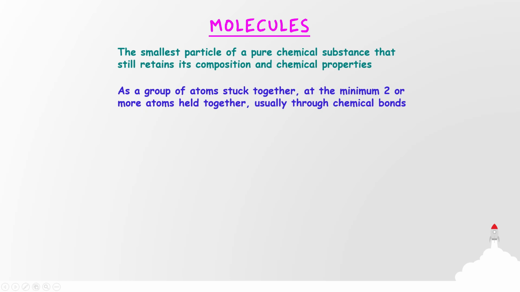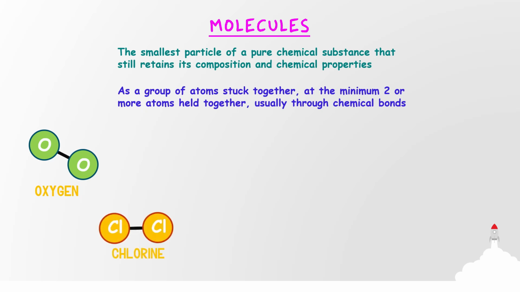Let's take an example of oxygen. This is a single atom of oxygen. However, elemental oxygen goes around in pairs of atoms, or O2, that are bonded together. So these will be called a molecule. Another example would be chlorine and also nitrogen. Although these examples contain just one element, molecules can contain a variety of elements bonded together.